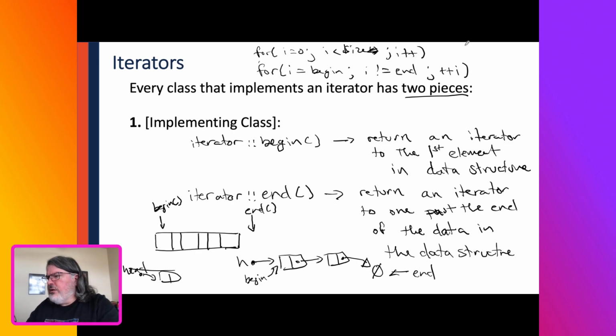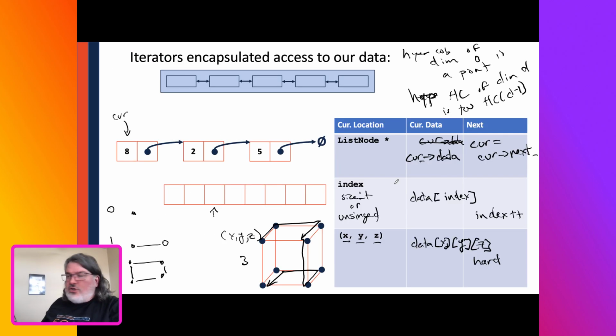So is an iterator a pointer? An iterator is an encapsulation. It's hiding what's internal to it. It can be anything. Whoever writes the iterator decides what they need, right? And if we go back, we saw that here we had a pointer, right? This is a pointer. This is a size_t or an unsigned. This is some strange structure.